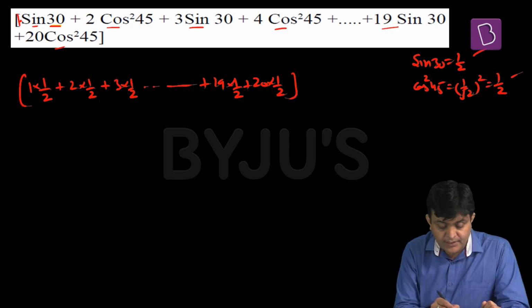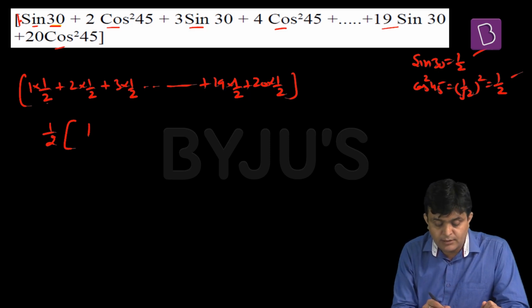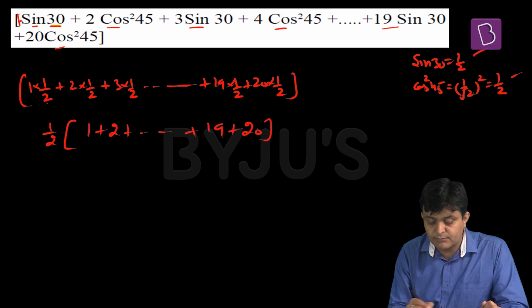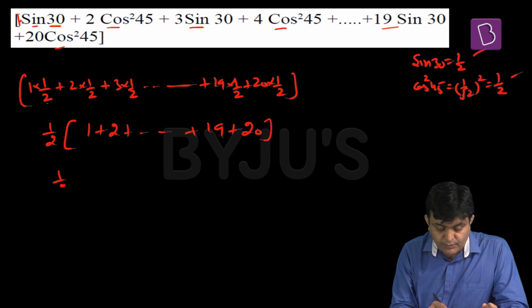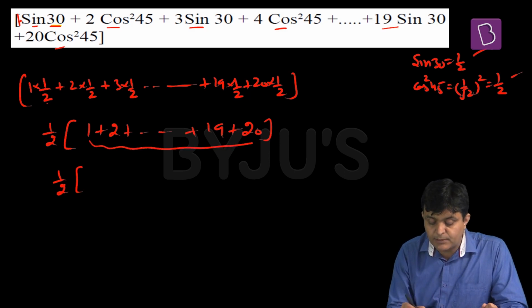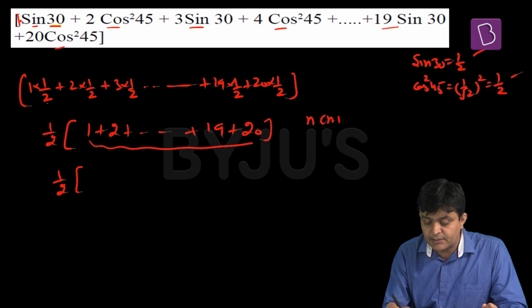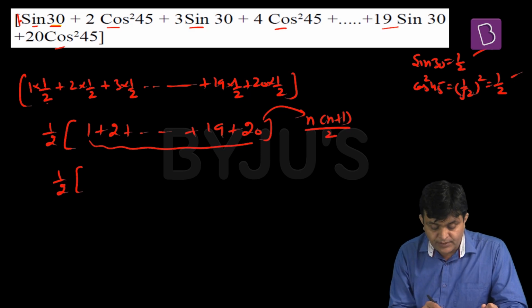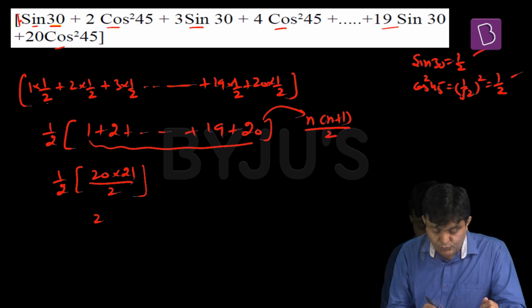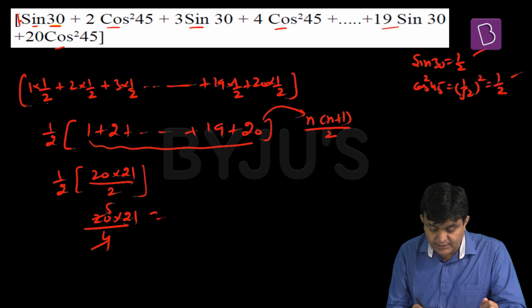ये कन्वर्ट हो गया. Take 1 by 2 common, so सब जगह से 1 by 2 कॉमन. 1 plus 2 plus ... plus 19 plus 20 बन गया, right? 1 by 2 times the sum of natural numbers, that is n into n plus 1 by 2, and n is 20 here. Okay, so it is 1 by 2 into 20 into 21 by 2, that is 105. It is 105 is my answer.